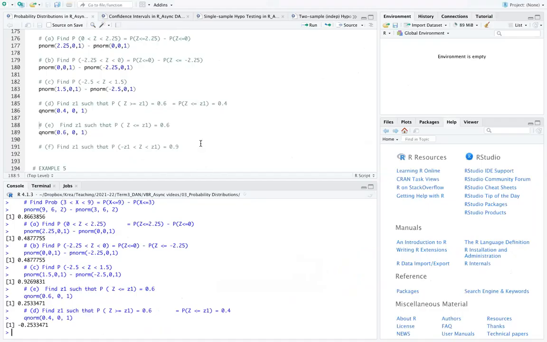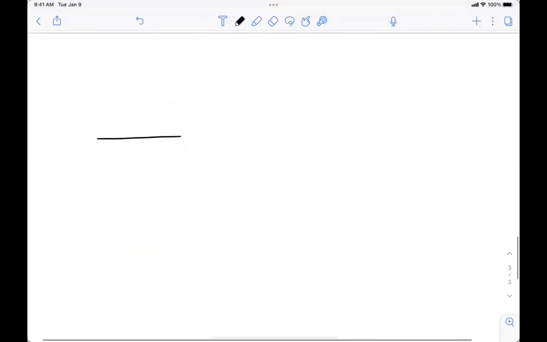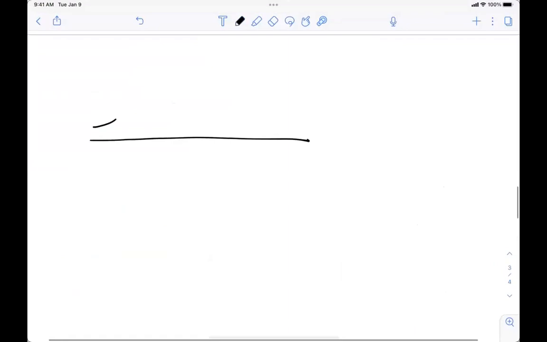Now, we want to find Z1 such that the area under the curve from minus Z1 to plus Z1 is equal to 0.9. So let's visualize this. Okay, now let me go to my notepad. Now we're told that we have a normal distribution.